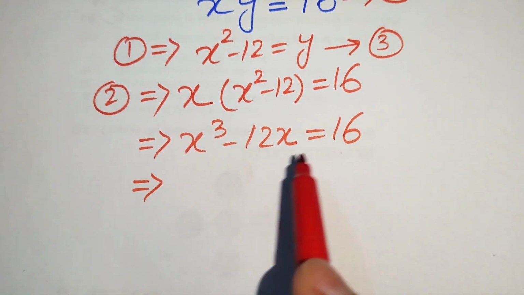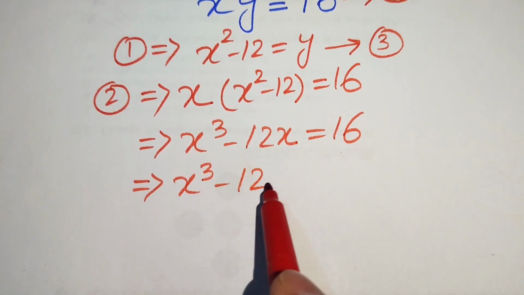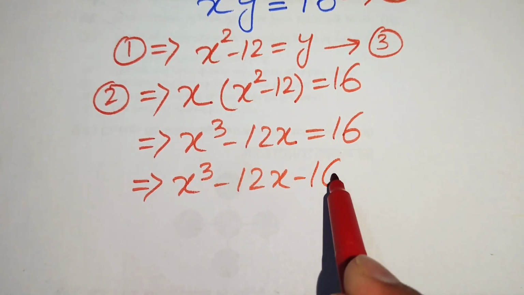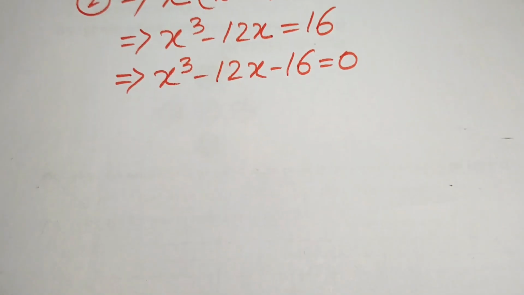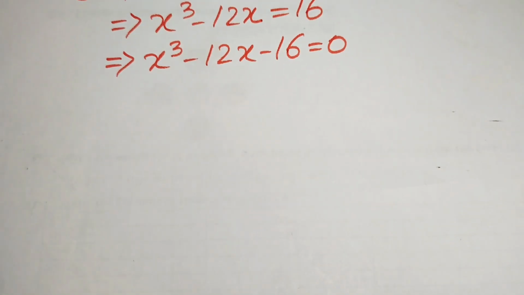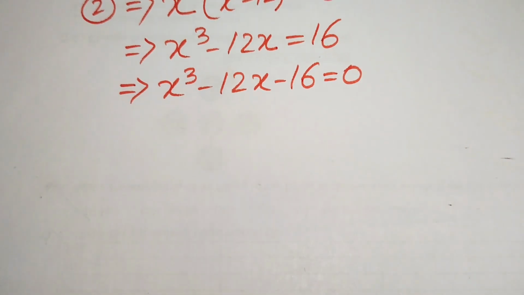Here we move this plus 16 to the left hand side. It is written as x cubed minus 12x minus 16 equals 0. Now you see this equation becomes a cubic equation in the x variable, so that we can easily find the values of x from here. Here we use the factorization technique to solve this equation.